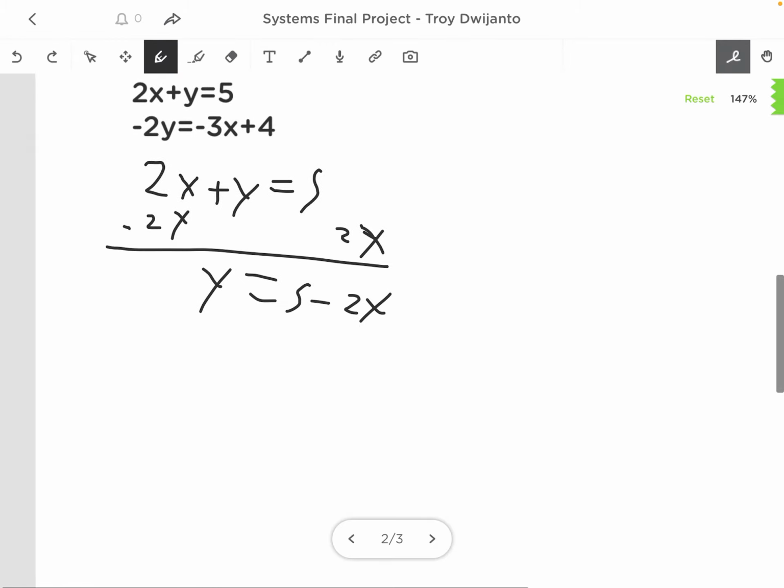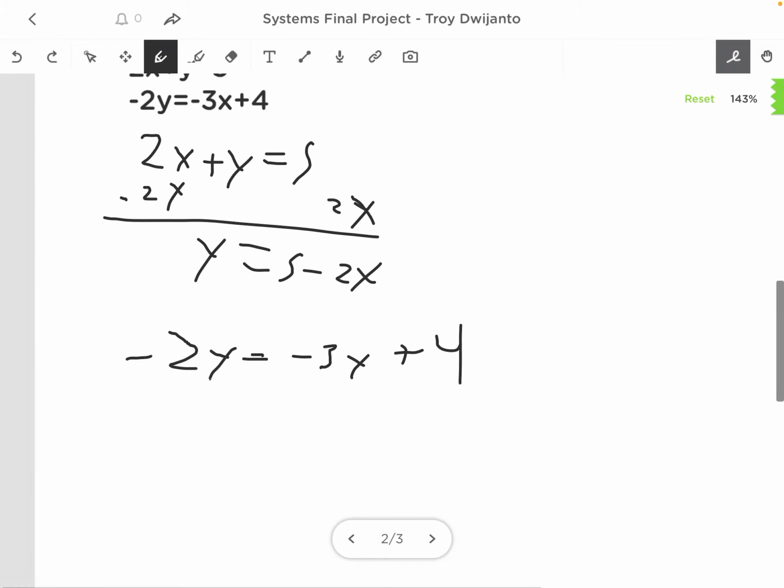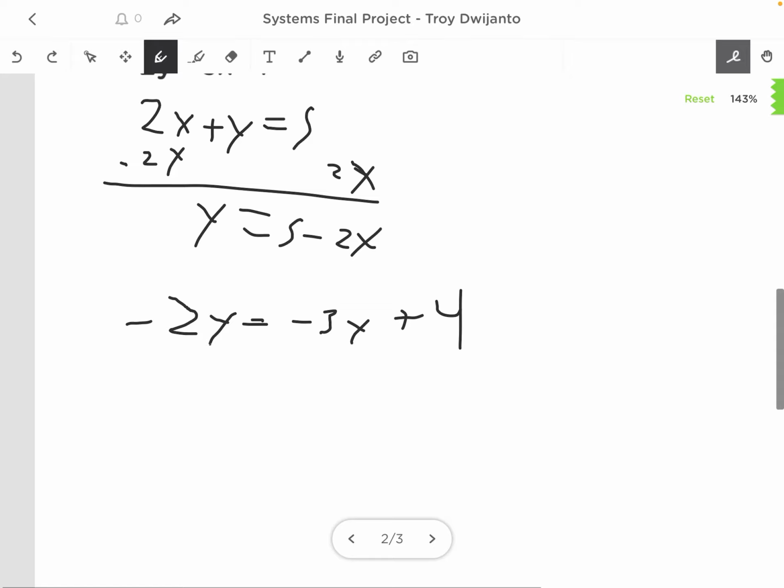For the second equation, negative 2y equals negative 3x plus 4, we can isolate y by itself again. We need to divide both sides by negative 2. Why do this? Because y is attached to negative 2, which means it is still not by itself. When you divide a number by itself, you get 1. That's what we're looking for.